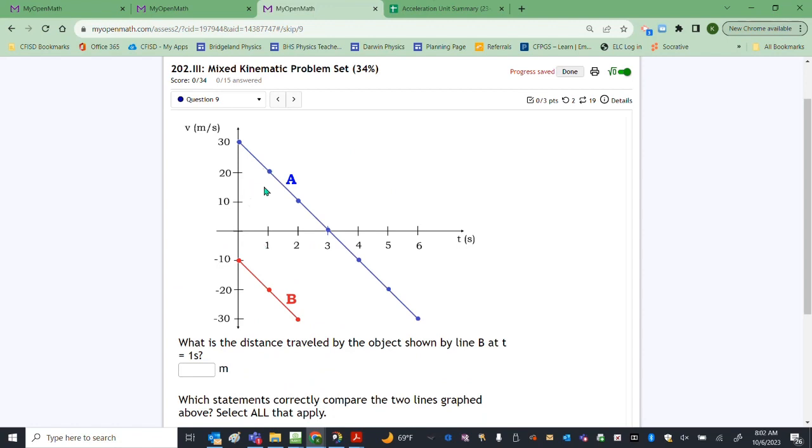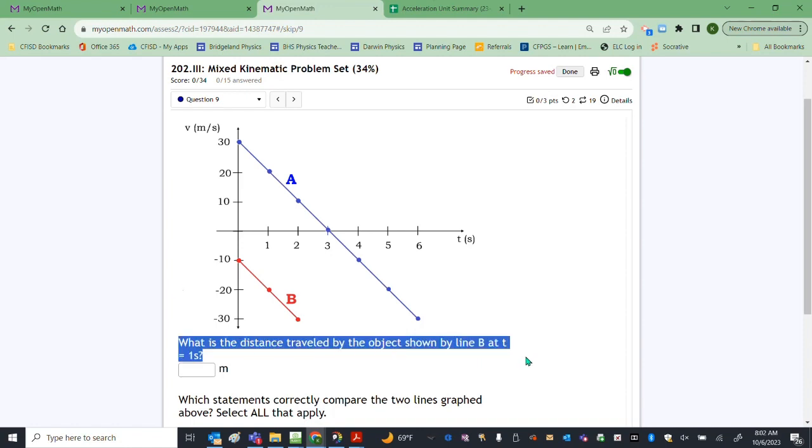What is the distance traveled by object in line B? Or if I asked you line A, you should be able to answer, you know, how far this has traveled. And of course, here's where it turns around. So here's where it's going up, how far it goes up. Here's when it falls back down. Be able to do that. Okay, that's number 9 on 202.3.